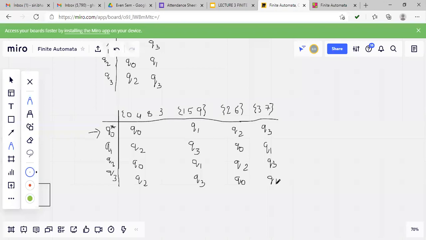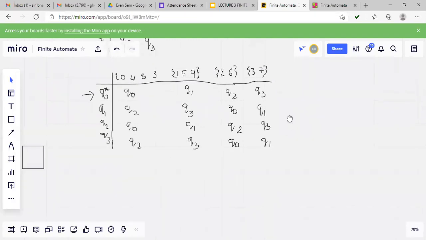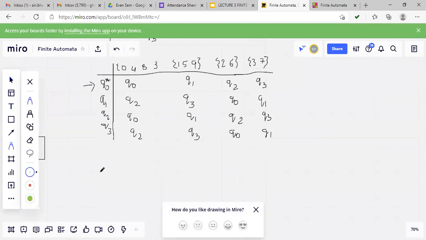Can you draw the transition diagram using this, or do you want me to show it, students? Okay, at least I'll draw one of them, and you do the others. Start with the start state. The start state has to be marked with an arrow. The start state is Q0. This is how we draw a state: a circle with the state name written within it. The start state has an arrow pointing to it. Now, Q0 on 0, 4, 8 goes to Q0. That is, Q0 transits to Q0 on 0, 4, 8.